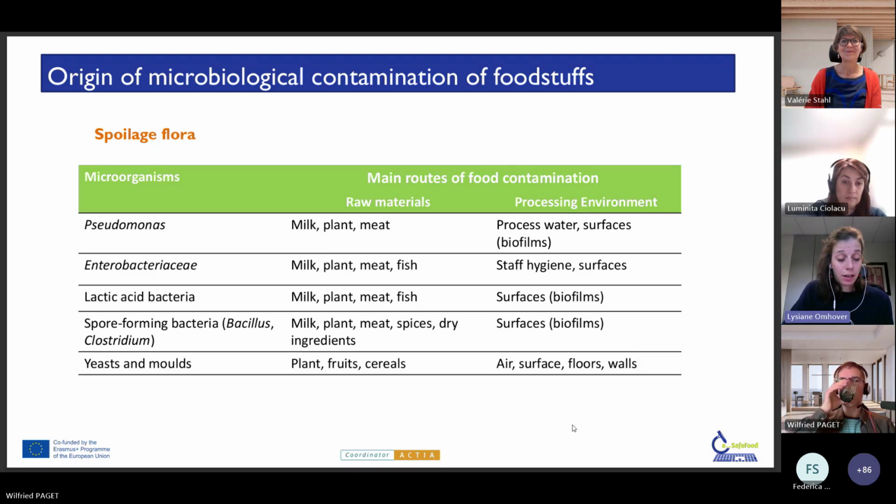The same thing, lactic acid bacteria are present in various raw materials, and in the environment, they are mainly found on surfaces. Spore-forming bacteria are also present in various raw materials and also in dry ingredients, and found also on surfaces. And yeasts and molds are mainly present in plants, fruit, cereals, and they are found in air, surfaces, floors, and walls.